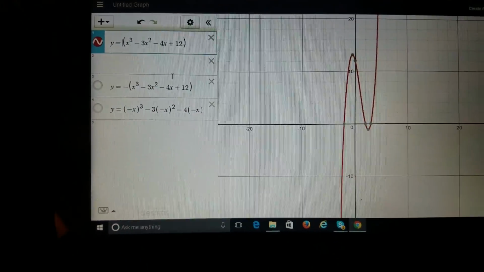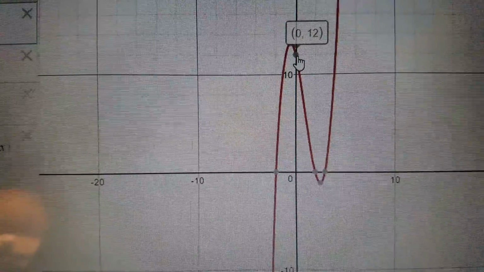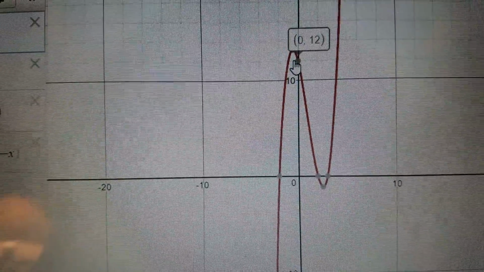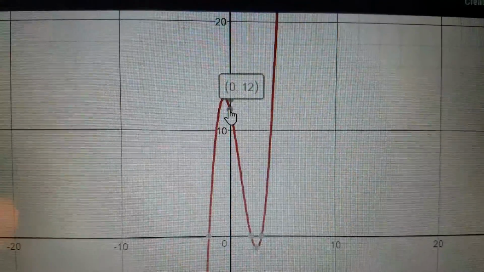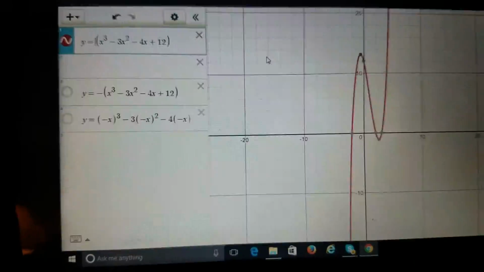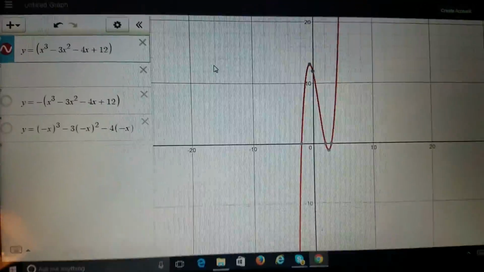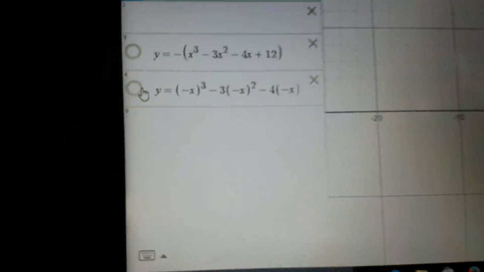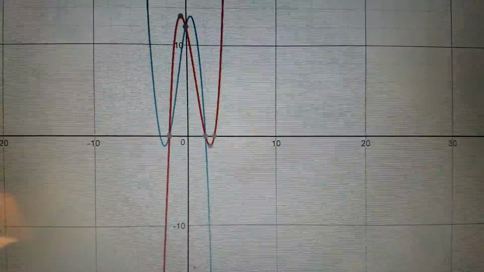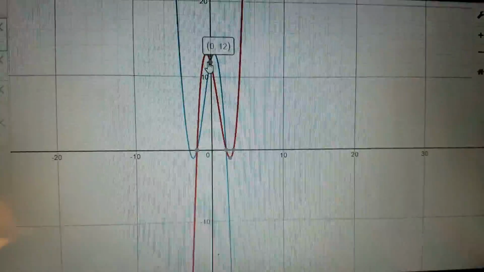Now, what if we wanted to keep the y-intercept the same? So in this function, the y-intercept is at 12. It's at 0, 12. I found out that reflections over the y-axis don't change the y-intercept. So I did a reflection over the y-axis here, and as you can see by this graph, it is flipped over the y-axis, but the y-intercept is still the same.